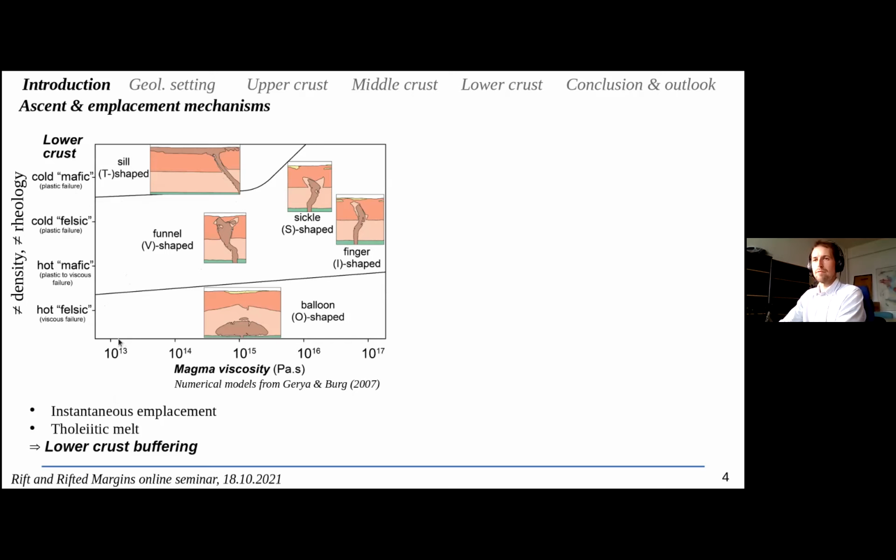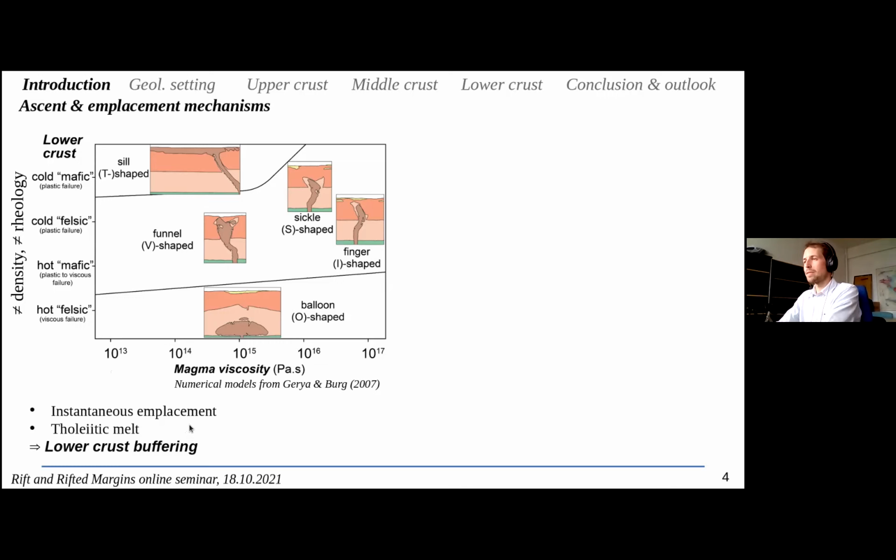Whereas if we have a more hot and felsic lower crust, magmatic additions sourced in the mantle will be trapped in the lower crust, indicating that the lower crust is acting as a real buffer for magma in this case. Therefore, we should keep in mind that here we have instantaneous emplacement of tholeiitic melts.